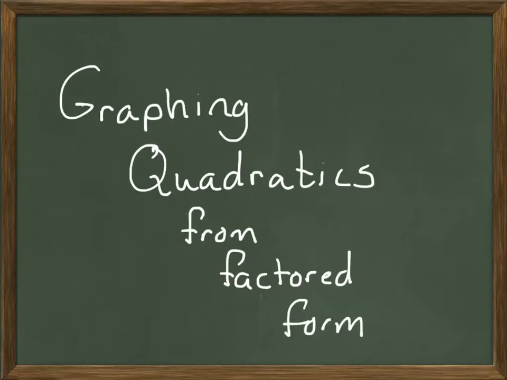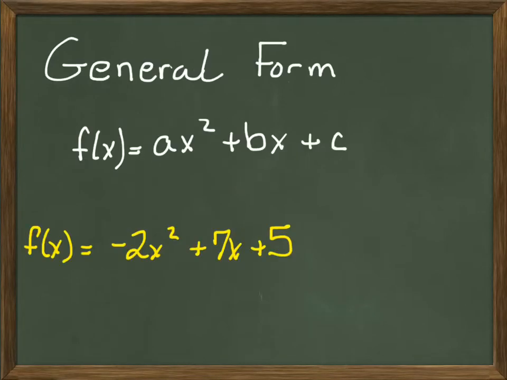Today we're going to be talking about graphing quadratics from factored form. So before we go into the factored form, we need to talk about the general form because there's pieces of information the general form will tell us. The general form of a quadratic equation is ax squared plus bx plus c.